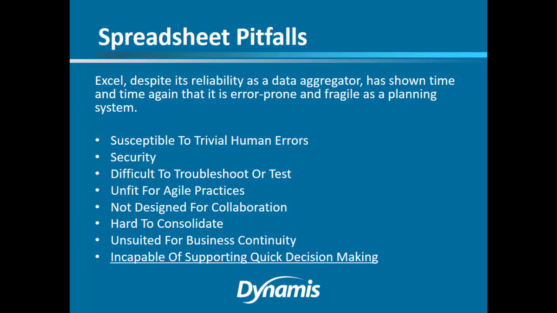So in addition to all the other bullet points, we get down to the bottom. Incapable of supporting quick decision making. That's really the heart of the matter, is that with this complex decision-making process, the industry has really chosen Windows-based Excel, a technology that came out in 1993, as the means to help employers guide them to plan design decisions on renewal. And that's really where Dynamis comes in.